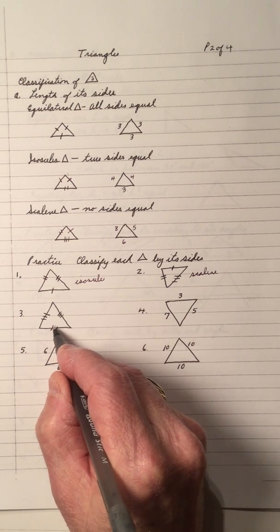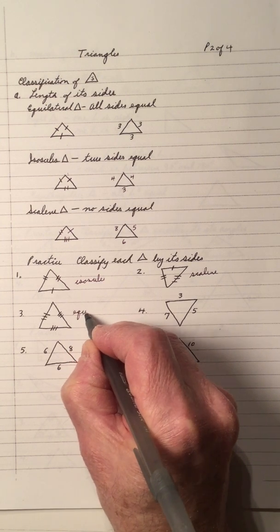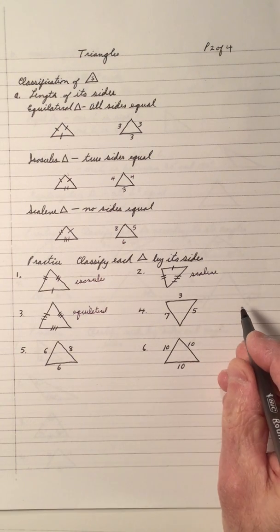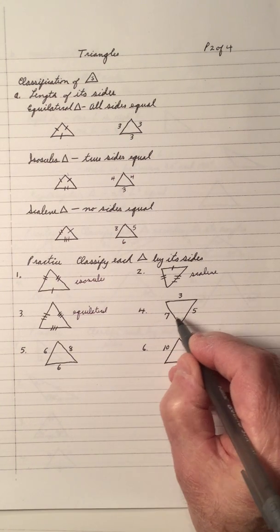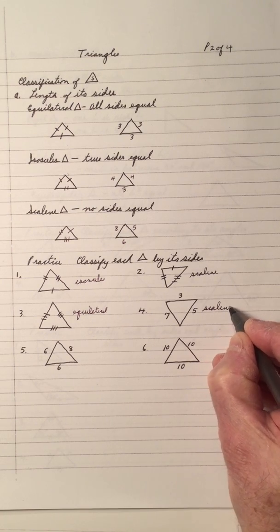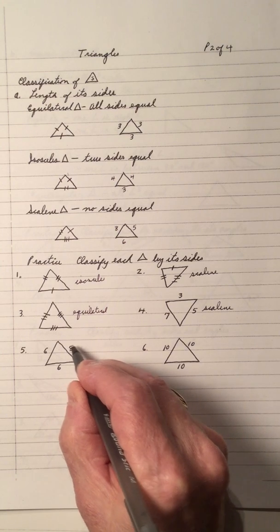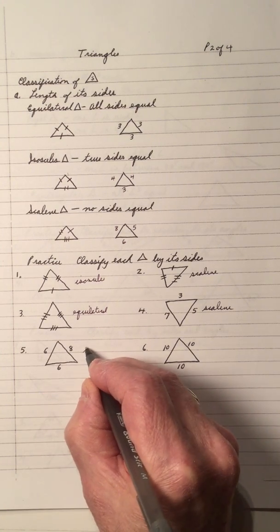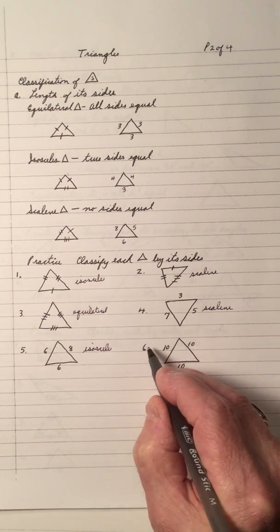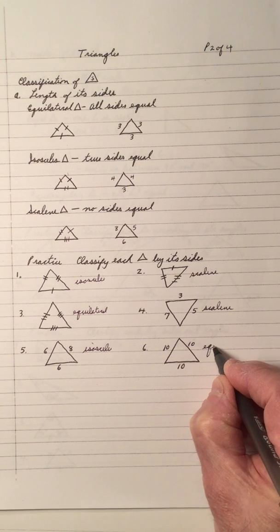And 3 strokes, 3 strokes, 3 strokes, it's equilateral. E-Q-U-I-L. Equilateral. All sides equal. And a 3, 5, and a 7, no sides equal, so it's scalene. And 6 and 6 are two sides equal. This one is not equal to 6, so it's an isosceles, two sides equal. And 10, 10, 10, all sides are the same length, so it's equilateral.